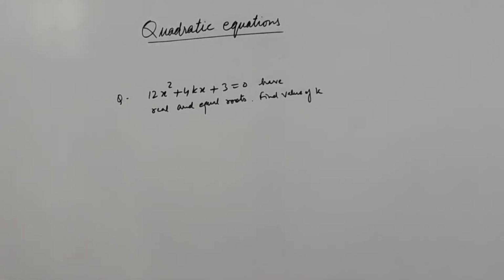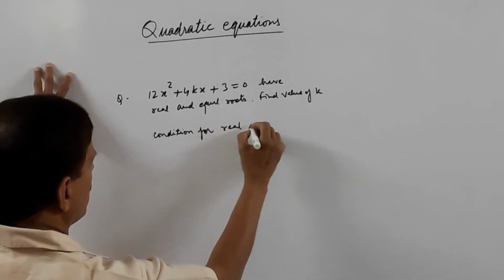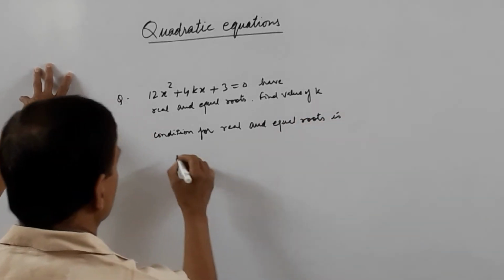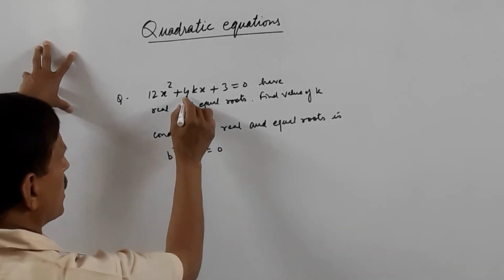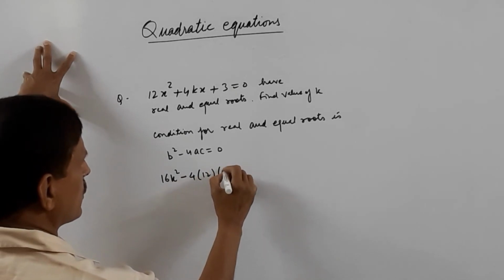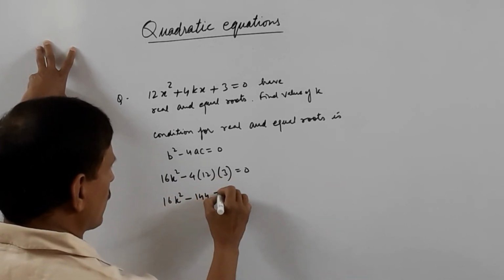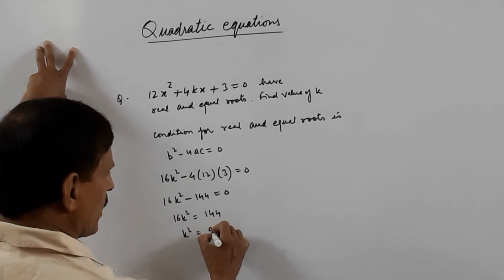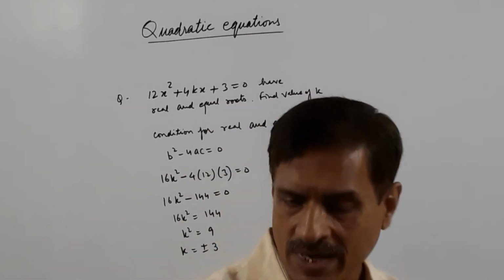The condition for real and equal roots is b square minus 4ac is equal to 0, that is discriminant is equal to 0. b is 4k, so 4k whole square, that is 16k square minus 4 into 12 into 3 is equal to 0, or 16k square minus 144 is equal to 0, or 16k square is equal to 144, or k square is equal to 9, implies k is equal to plus minus 3. So k may be either 3 or minus 3.